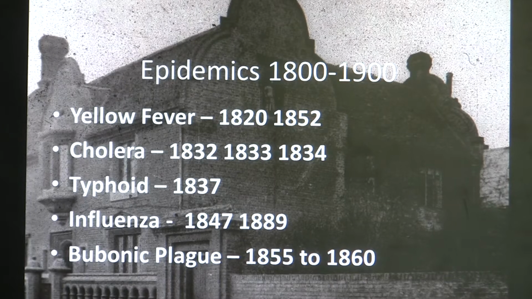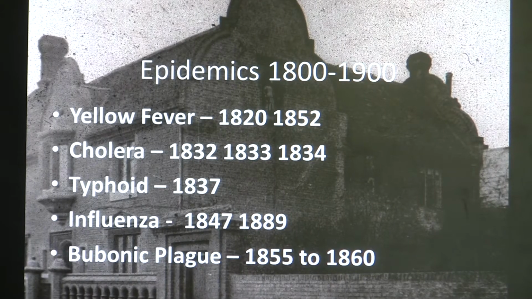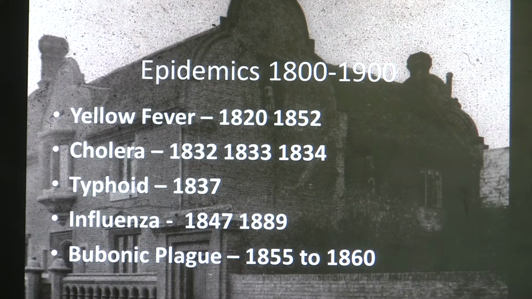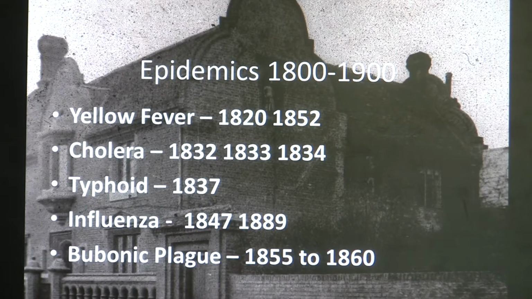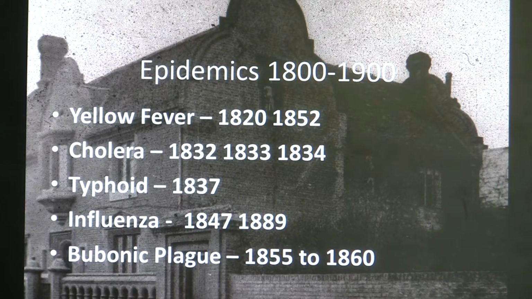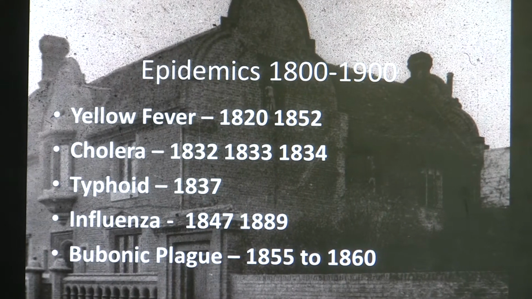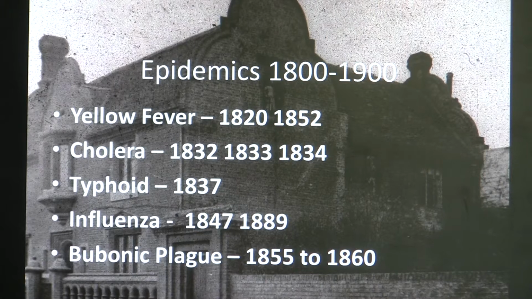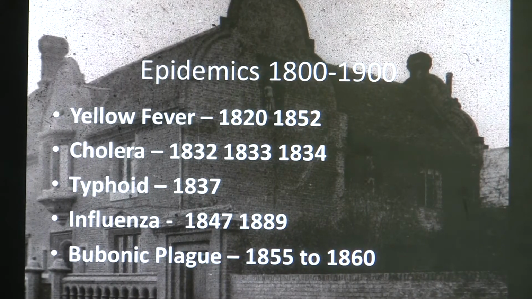In 1820 and again in 1852, there were yellow fever scares and epidemics, and people were admitted to hospitals very similar to the one that is here in the background. In 1832, 33, and again in 1834, there were outbreaks of cholera, which took multiple lives. In 1837, there was typhoid, which also took people from the New England states.